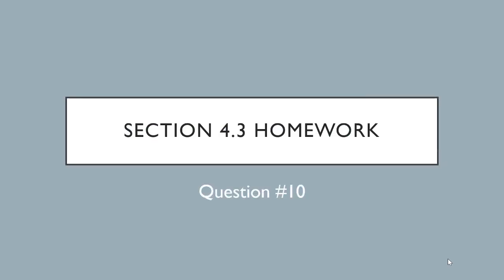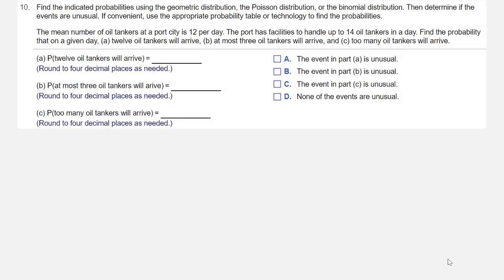Okay, so we're looking at homework from section 4.3. This is question number 10. Find the indicated probabilities using the geometric distribution, the Poisson distribution, or the binomial distribution. Then determine if the events are unusual. If convenient, use the appropriate probability table or technology to find the probabilities.